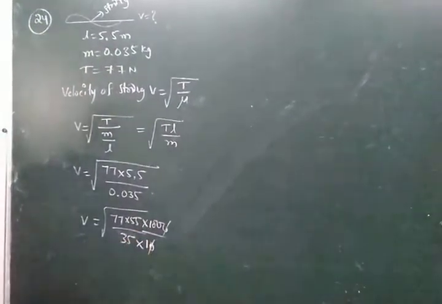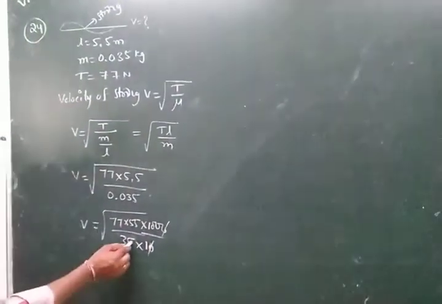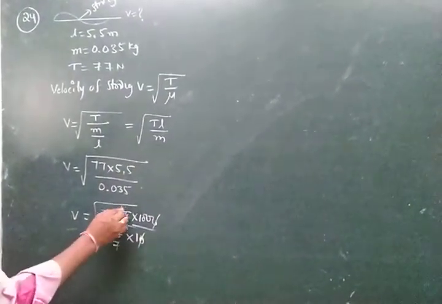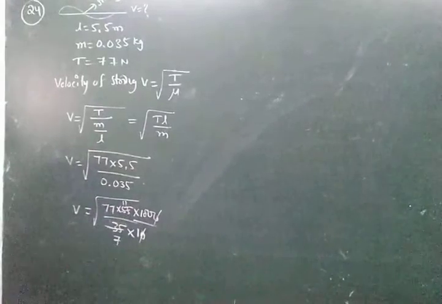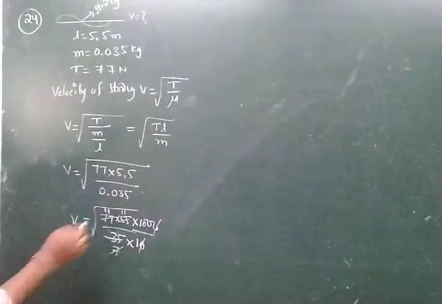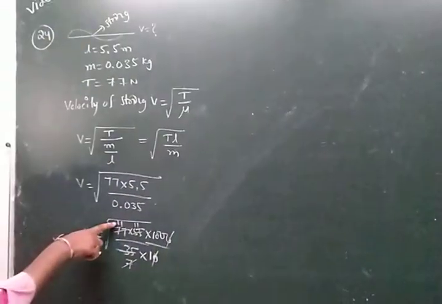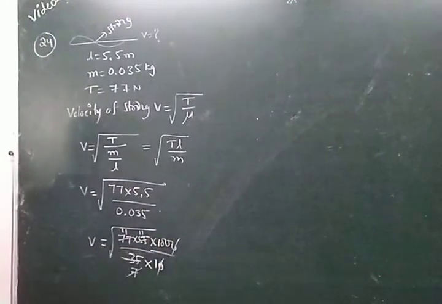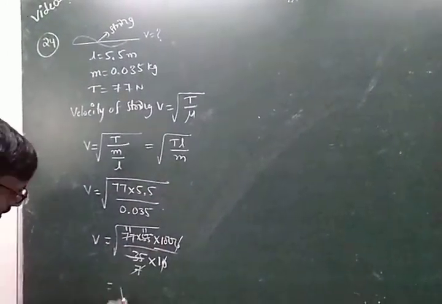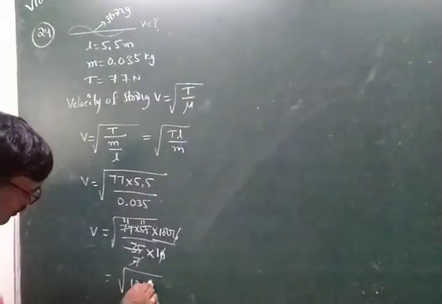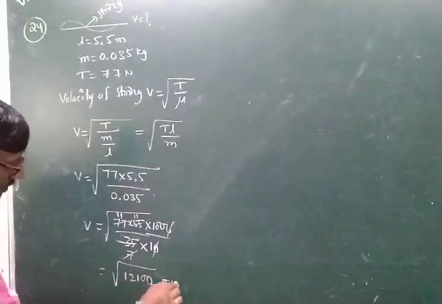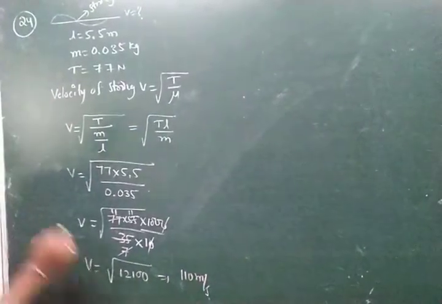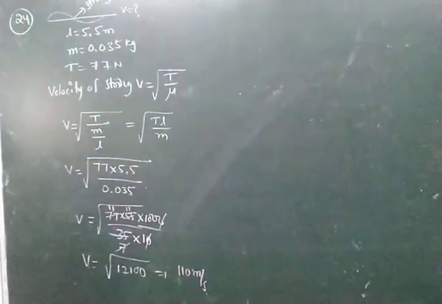Now cancel the zeros. Here 7 times 5 is 11 times, and 7 times 5 is 11 times. Observing here, 11 into 11 is 121, and 121 into 100, and the under root of 12100 is equal to 110 meter per second. So this is the speed of the string.